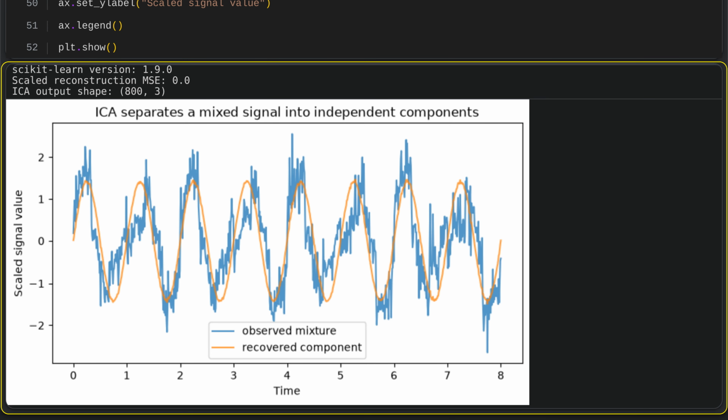This script shows how independent component analysis can recover original signals from mixed observations. It creates 3 source signals, mixes them together, scales the mixtures, and then applies ICA to estimate the independent sources. A reconstruction error and a comparison plot are used to check performance, showing that ICA can effectively separate the mixed signals into their underlying components.